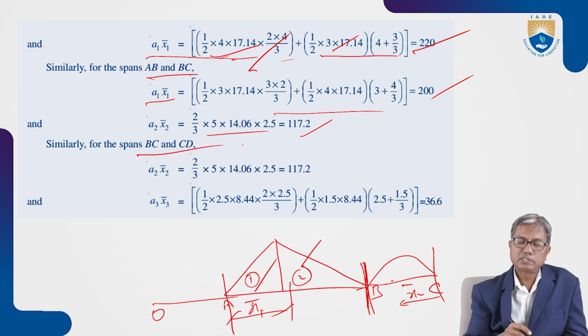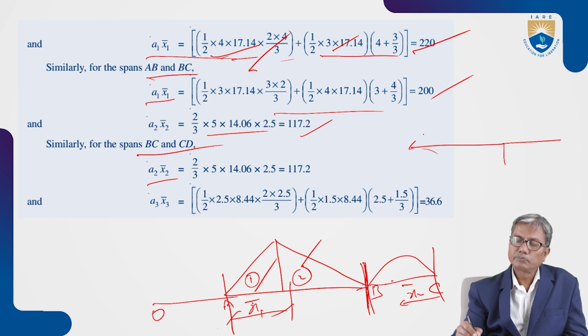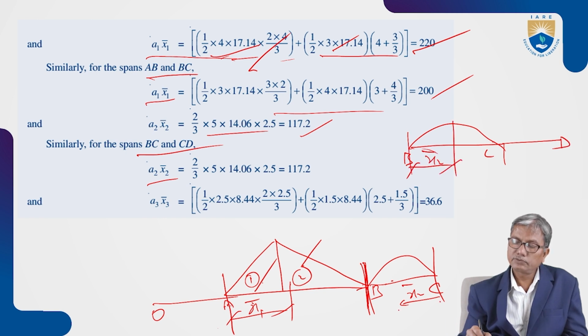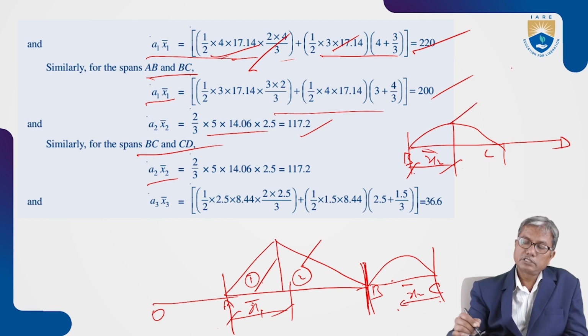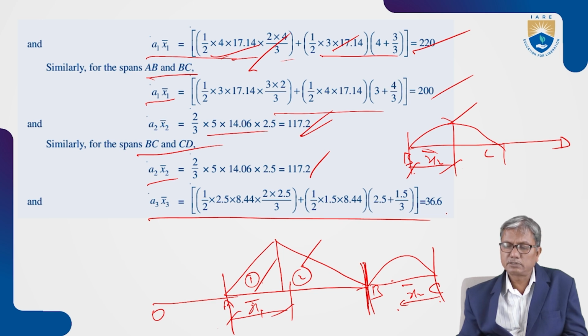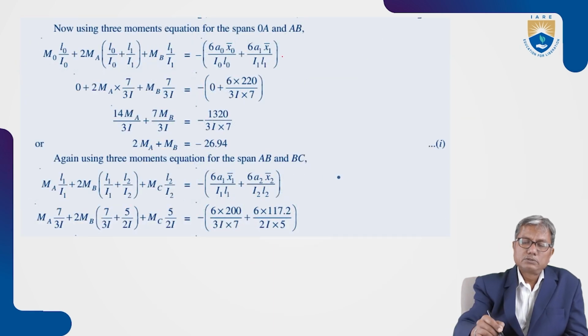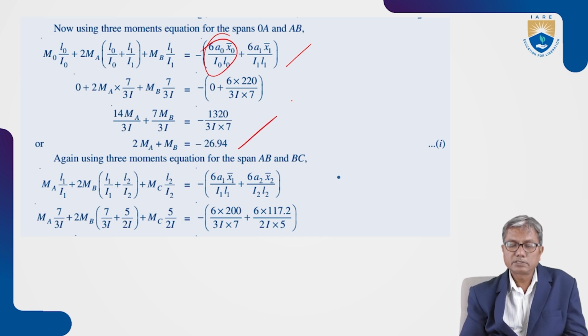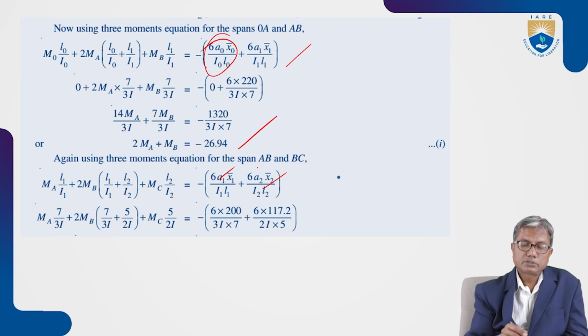And for spans BC and CD, A2 X2 bar, when you apply for BC and CD, this time we consider X2 bar from B. Here we are considering from C, but here we are considering from B. That you have to take care of, but being symmetric, both are equal. Similarly, A3 X3 bar is 36.7. Now you substitute the values here. This term is 0. So the first equation you will get like this.